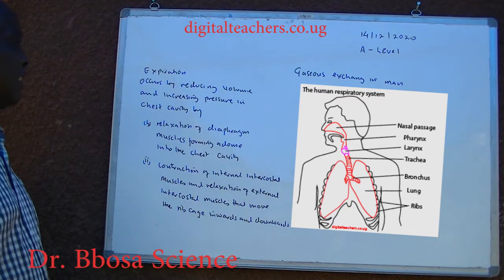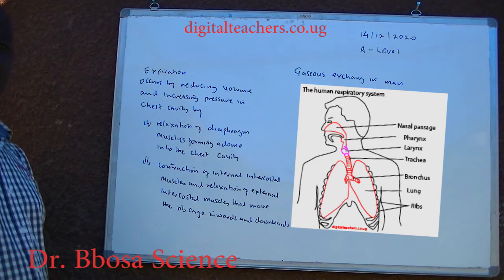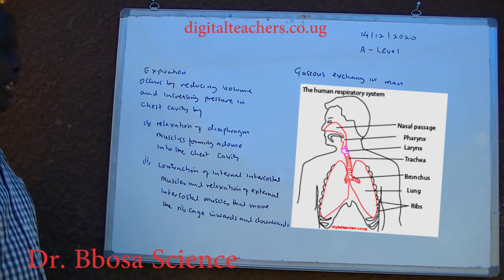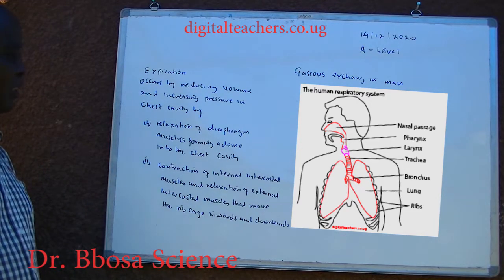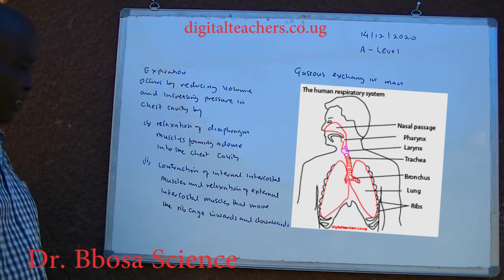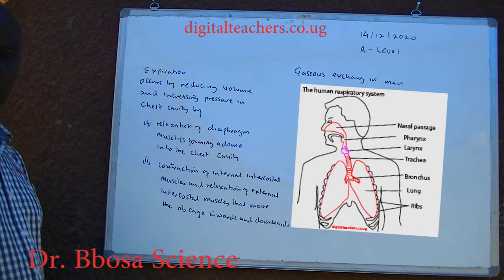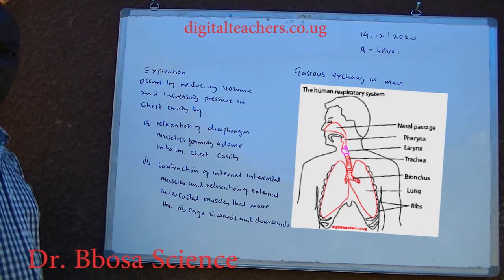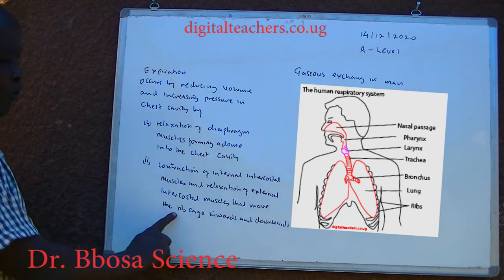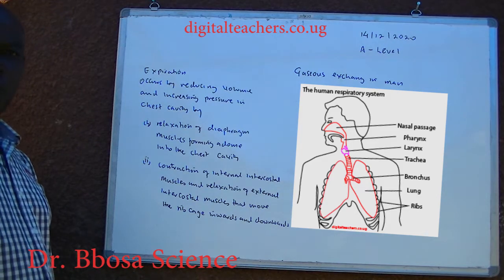Expiration occurs by reducing volume and increasing pressure in the chest cavity by 1. Relaxation of diaphragm muscles, forming a dome into the chest cavity. 2. Contraction of internal intercostal muscles and relaxation of external intercostal muscles that move the rib cage inwards and downwards.